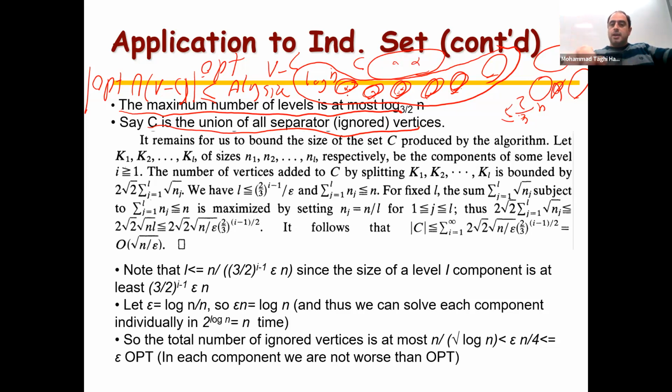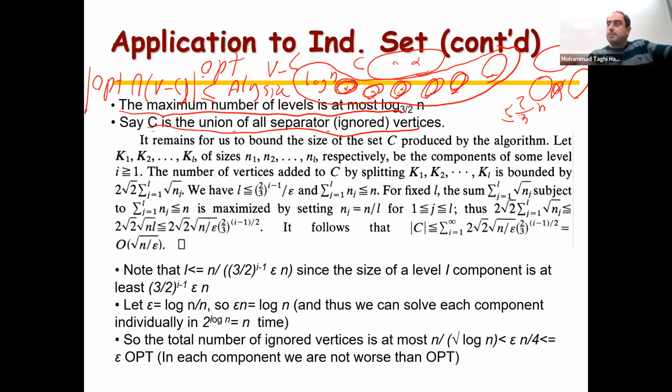Why? Because optimum restricted to V minus C is an independent set, and my algorithm on these is actually optimal. So optimum would be an independent set, but my solution would be the optimum independent set. Why? Because this is the best that I can do. These are connected components that don't have any edges to each other. So what would be the optimum for this is that you find the optimum for each of them and take the union. And I am doing exactly that.